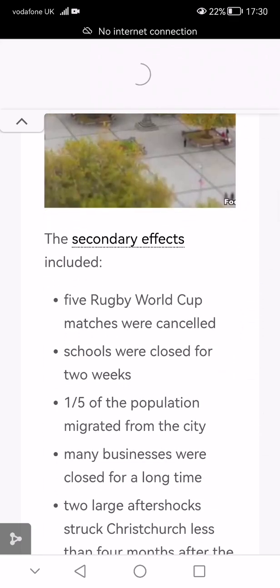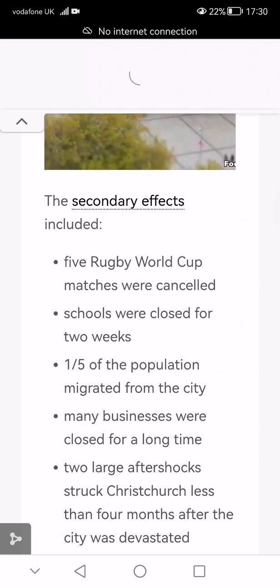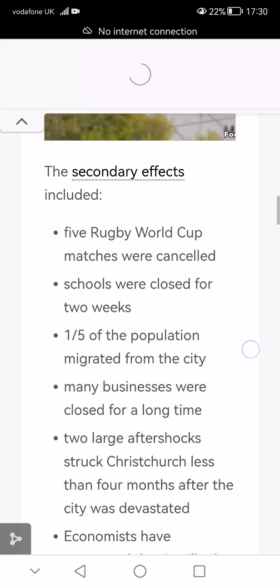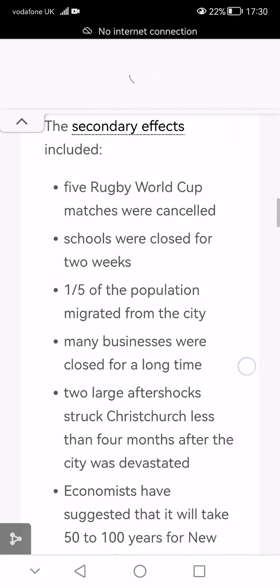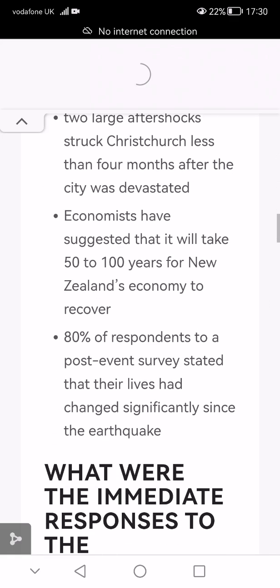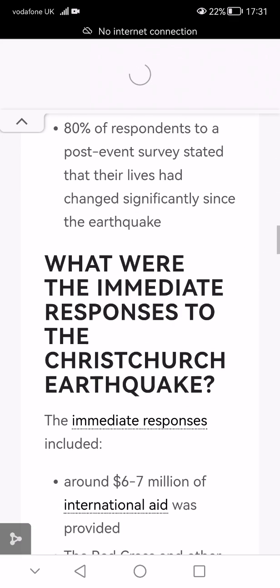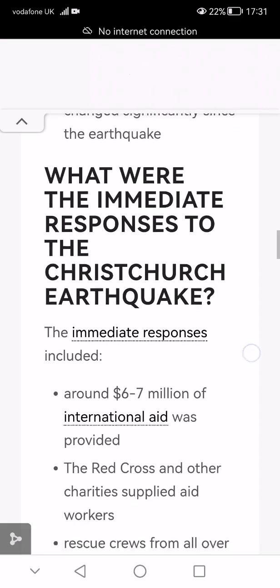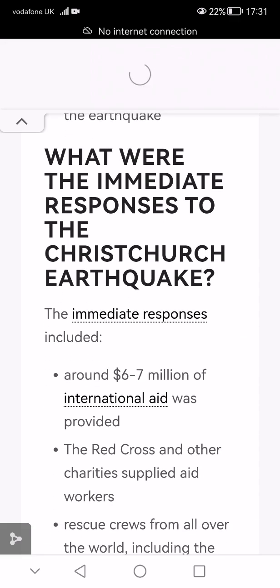Now, in terms of the secondary effects slightly later, obviously the Rugby World Cup matches were cancelled, education suffered because schools were closed for 2 weeks, 20% of the population migrated, many businesses closed for a long time. They obviously had aftershocks too, and most people did eventually recover, but it did change their lives significantly in the longer term.